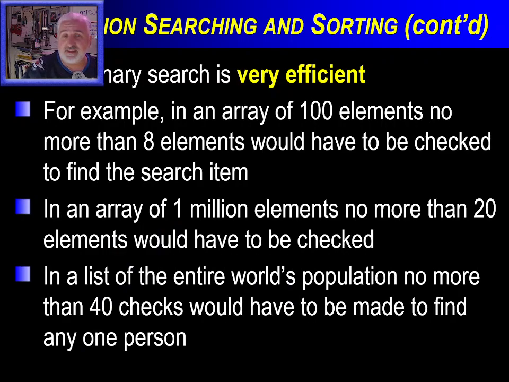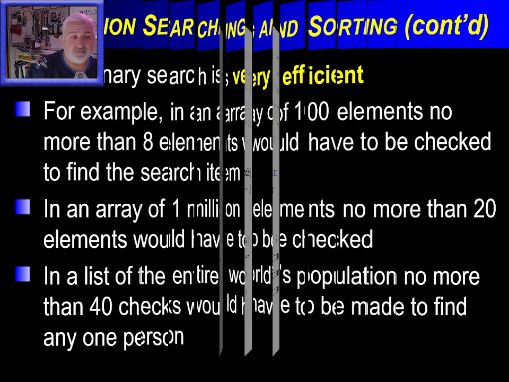So here you can see some statistics. In an array of 100 elements, no more than 8 checks would need to be done to find the item. In an array or a list of 1,000,000 items, no more than 20 checks. Now compare that to the linear search. Worst case scenario would be 1,000,000 checks. 20 is certainly less than 1,000,000.